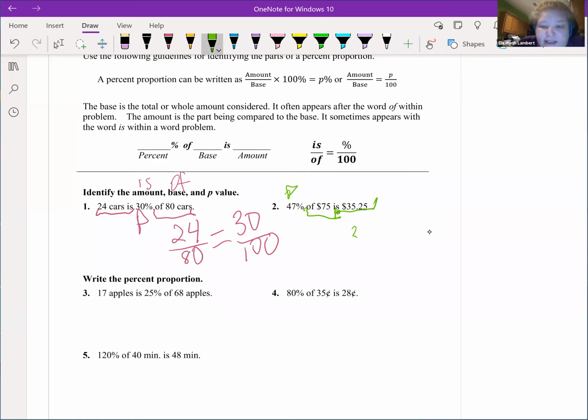So if we were going to write this, it would be 35.25 over 75 is going to equal 47 over 100. And 75, half of 75 is 37.5. And this is a little bit lower than 37.5. So that seems reasonable that that's about 47% of 75.